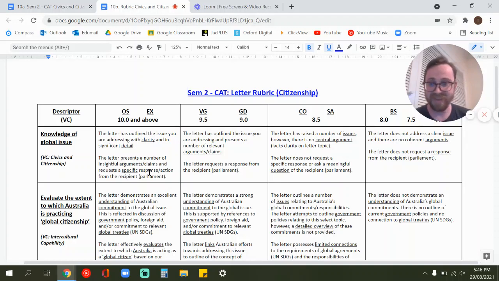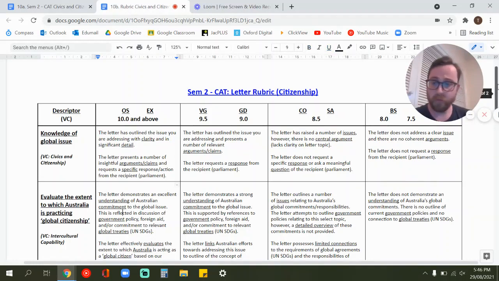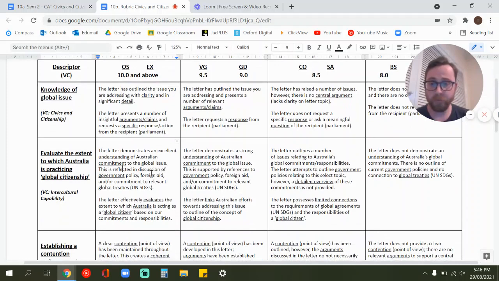It needs to be connected. So insightful arguments and claims, clarity and detail. And at the end, again, we're asking you in the conclusion to request a specific response, a specific action from the person reading it, the Parliament Minister. So detail and clarity for that knowledge one. Evaluate the extent to which Australia is practicing global citizenship.